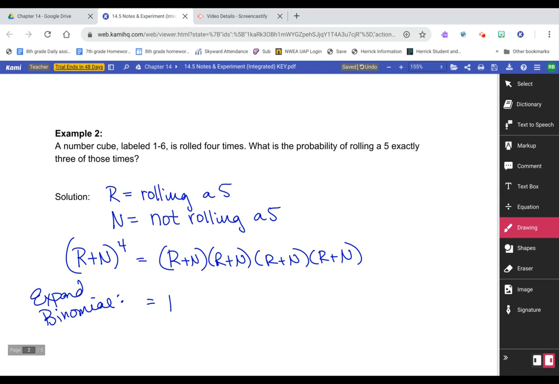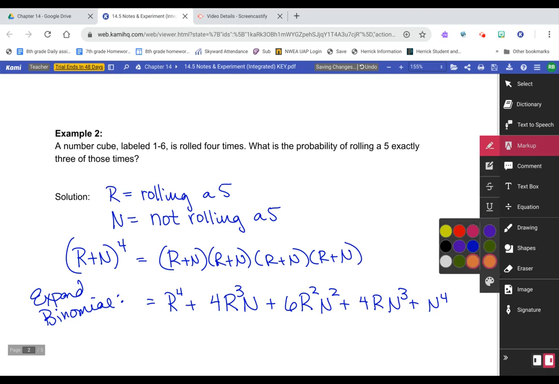So it'll be R to the 4th power plus 4R cubed N plus 6R squared N squared plus 4RN cubed plus N to the 4th power. And what each of these terms means is the following. Because R represents rolling a 5, R to the 4th means you're going to roll a 5 all 4 times.